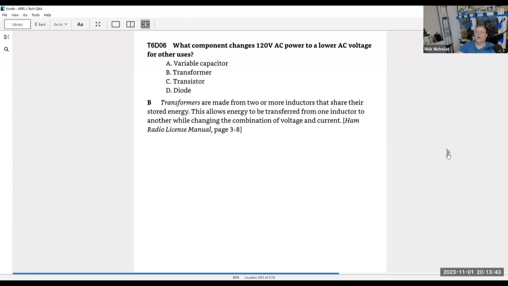What component changes 120 volt AC power to lower AC voltages? You can raise or lower voltages with a transformer and only with a transformer. You can increase the current with a transistor. You can change the phase relationship with a capacitor. You can't really change much of anything but limit the direction of current flow with a diode.